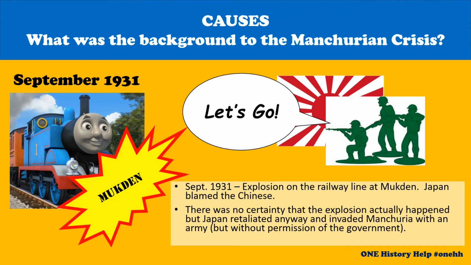What's important to note here, however, is that the Imperial Japanese Army, the IJA, invaded Manchuria without the permission of their government. And by this stage, the Imperial Japanese Army seems to be exercising a lot more power than the Japanese government themselves. So this is essentially the trigger of that invasion of Manchuria. So these are the causes behind the Manchurian crisis itself.